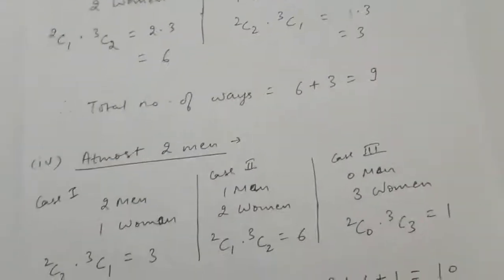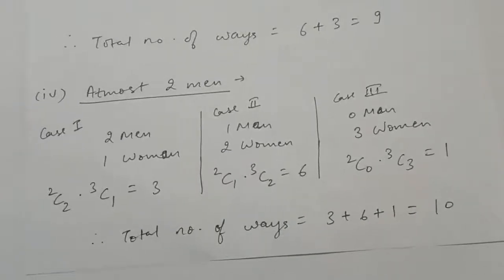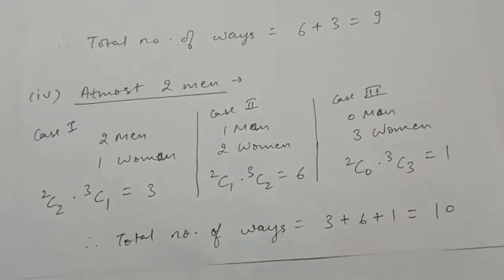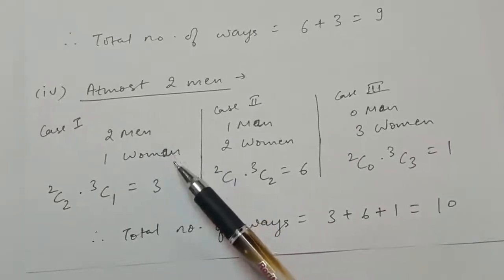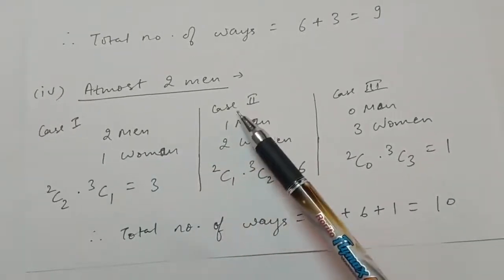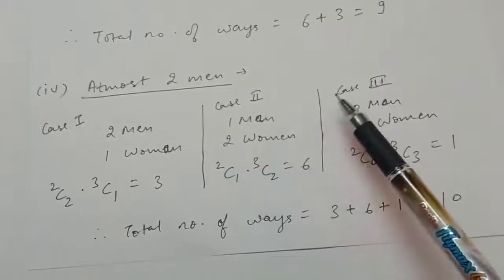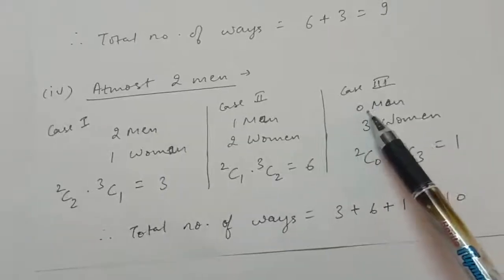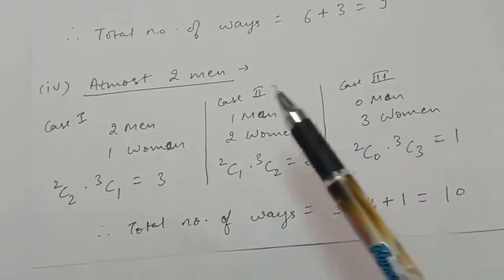Now if they ask for at most 2 men, that is you have to select a maximum of 2 men. So the first case is if we select the 2 men, then 1 woman should be selected. Case second can be 1 man, then 2 women will be selected. And case third will be if no men are selected, then all the members will be women, right?